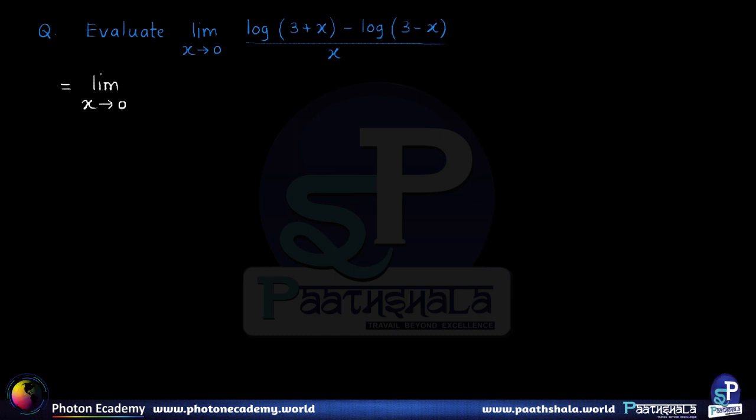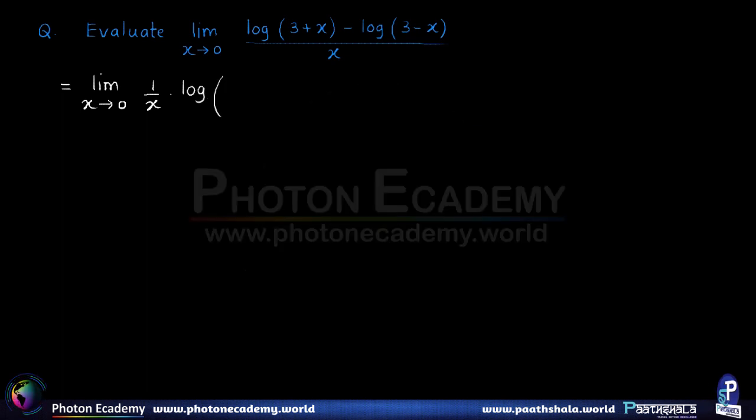The x in the denominator I will write separately, 1 upon x multiplied by. In the numerator we have the expression of the form log a minus log b. So that is log of a upon b, which gives us log of (3 plus x) upon (3 minus x). Correct? So that further gives us limit x tends to 0.